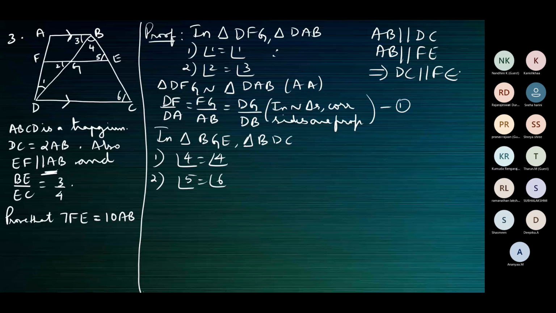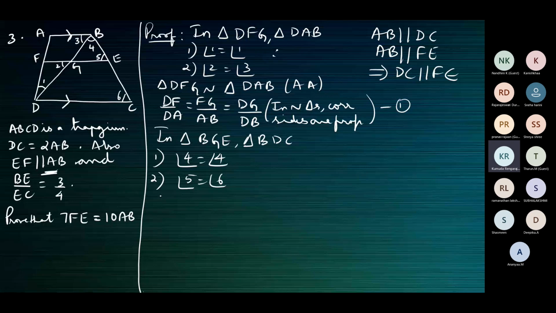Two lines, DC and FE, are parallel to the same line AB, is given to us. So they are parallel to one another. So DC is parallel to FE. Yes, continue, Shreya.